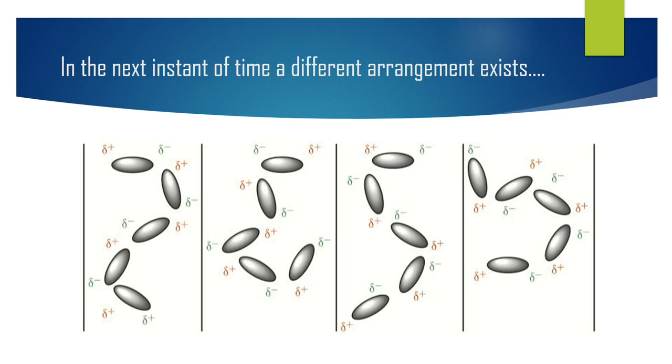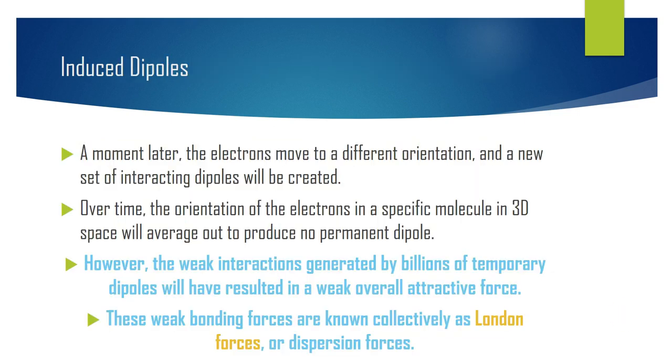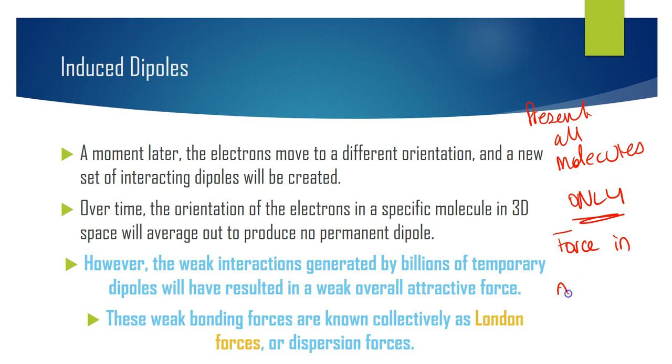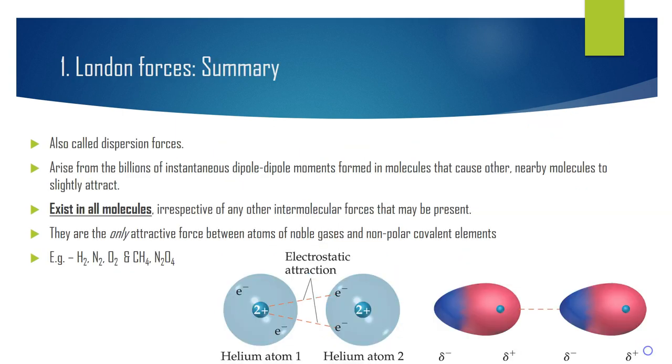When this happens, the overall substance will start to attract to itself, and we have what we call an intermolecular force. The weak interactions from billions of temporary dipoles have a weak attractive force, and that is what we're talking about when we talk about London or dispersion forces. They are present in all molecules. They are the only force in non-polar molecules. They're present in all substances, but they're the only one present in non-polar ones.